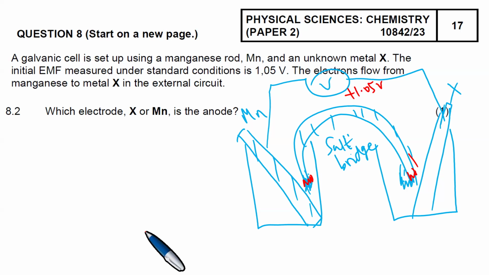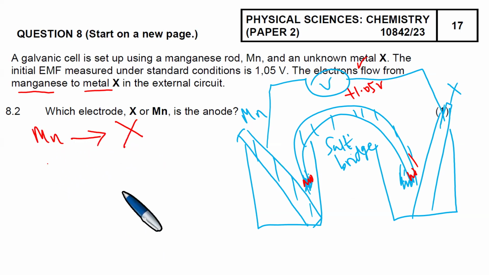So we do the following. Let us analyze this question together. Which electrode? Because we're told one thing: the electrons flow from manganese to the metal X. So they flow from manganese to X. This is the direction of the flow of electrons.